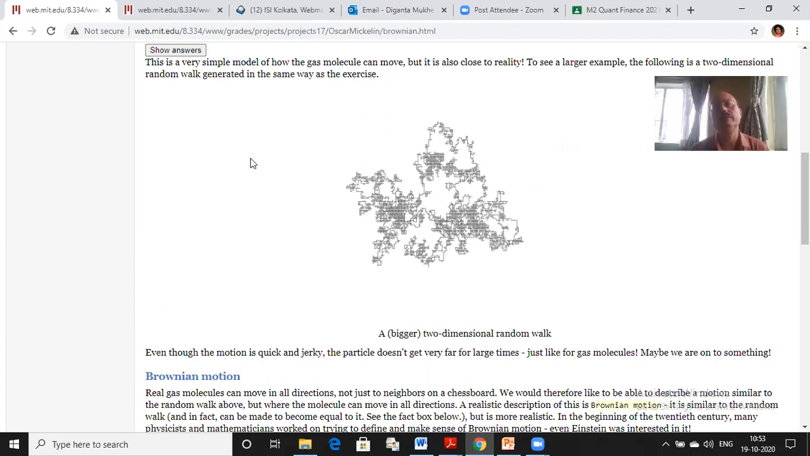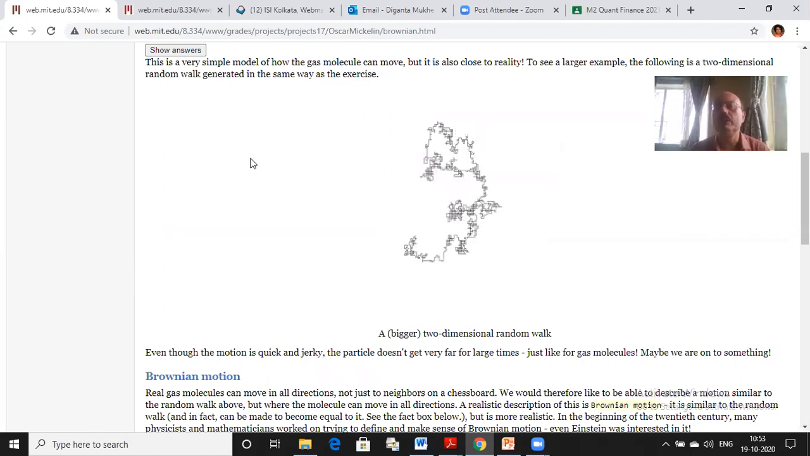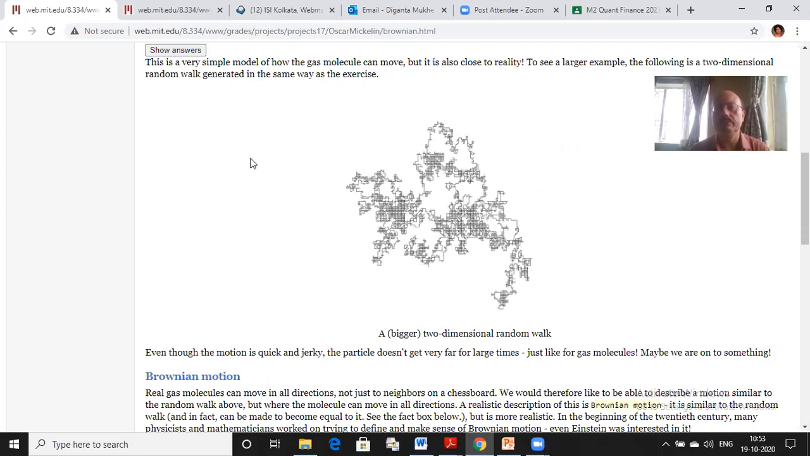Are you familiar with this result? That you create a random walk from coin tossing, and then you go through a limiting process which will give you the Brownian motion. Is this familiar?